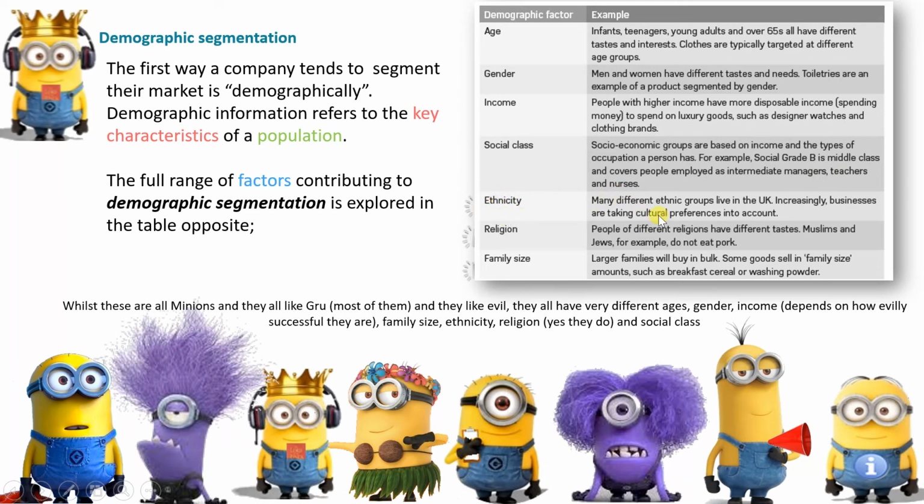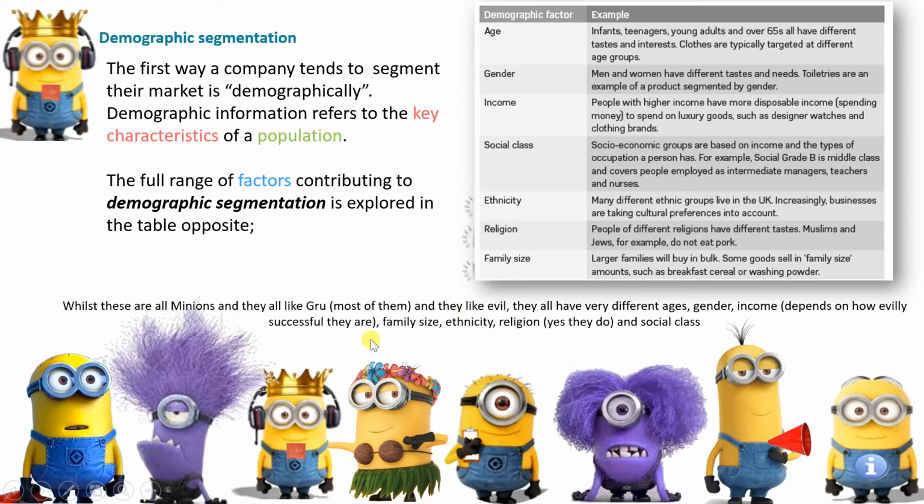Ethnicity. Many different ethnic groups live in the UK. Increasingly, businesses are taking cultural preferences into account. Religion. People of different religions have different tastes. Muslims and Jewish people, for example, do not eat pork. Family size. Larger families will buy in bulk. Some goods sell in family size amounts, such as breakfast cereal or washing powder.